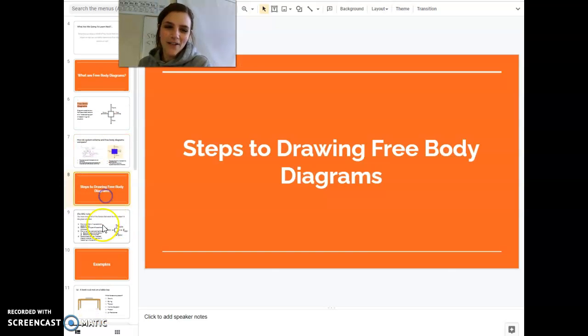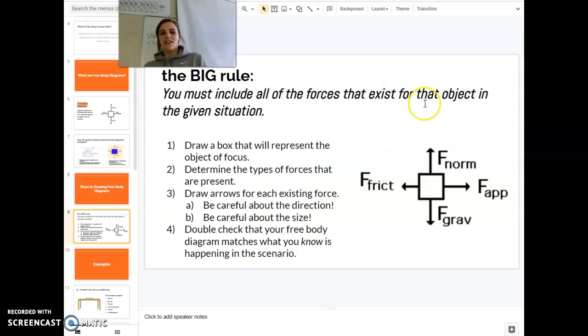So how do we draw a free body diagram? There's a couple of steps that we need to do, but the big idea, the big rule that you have to remember is that you have to include all of the forces that exist on our object of focus, all right? If you don't have all of the forces acting on an object, you're not going to get an accurate representation of the scenario, and you might get a wrong prediction about whether it's going to be in motion or not.